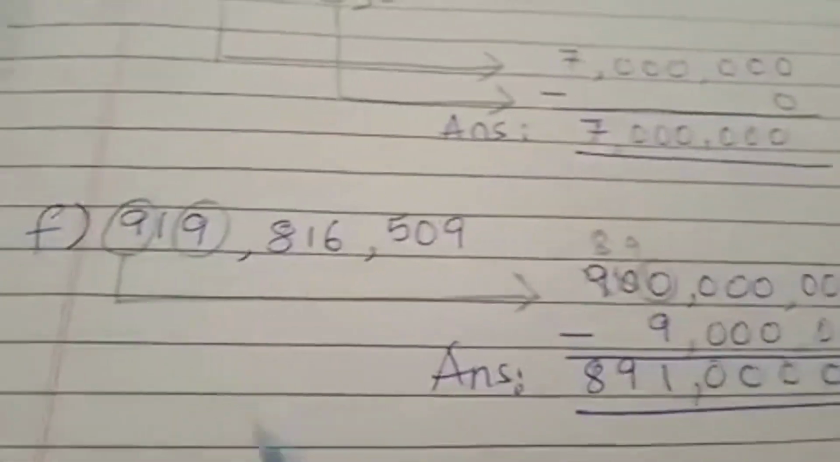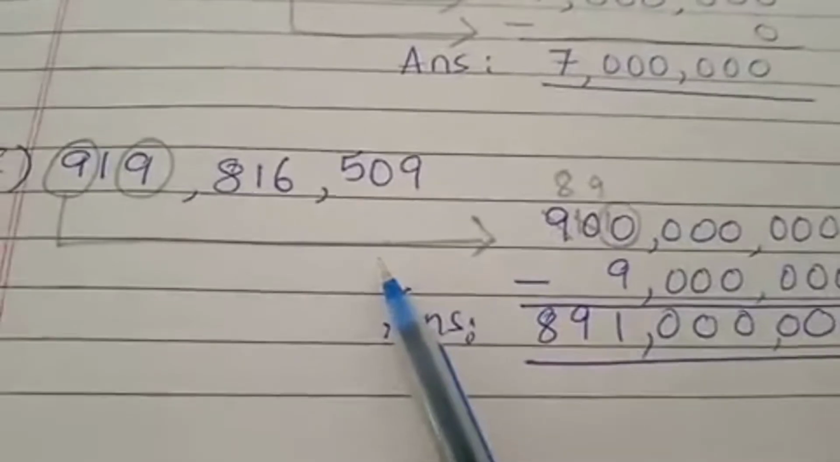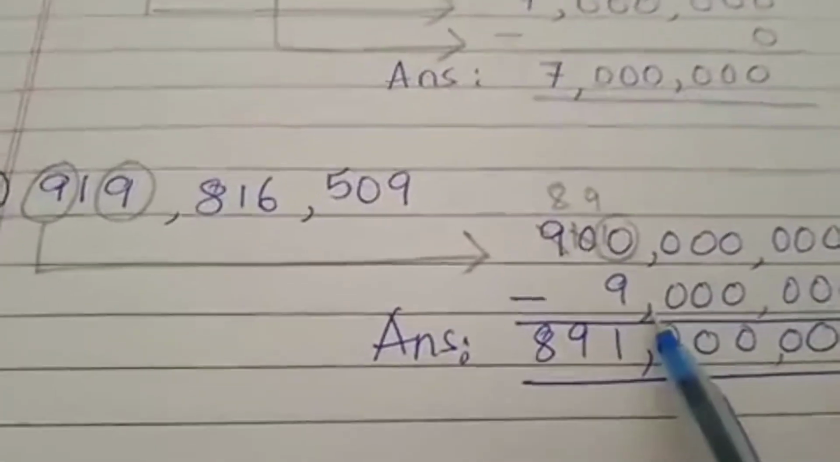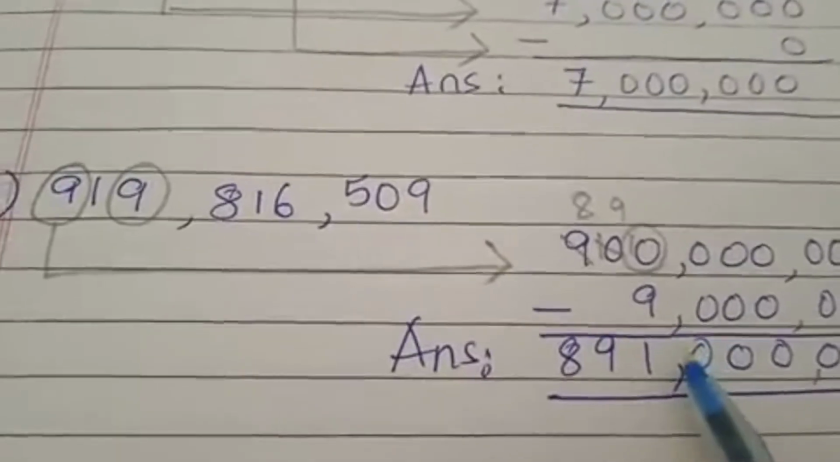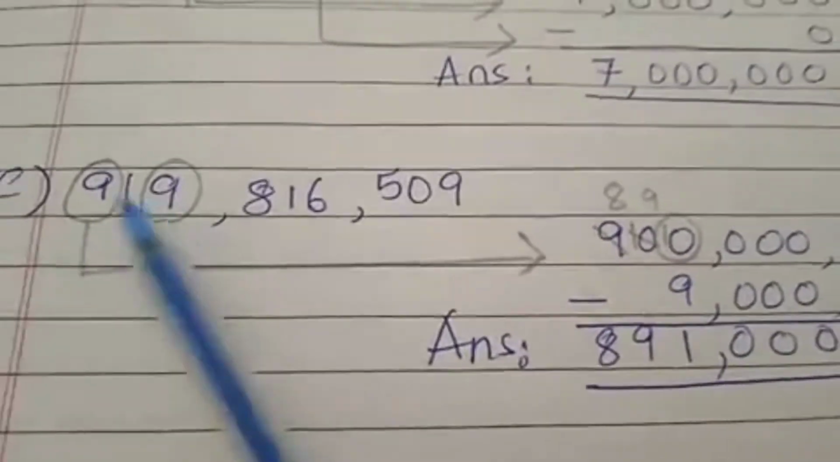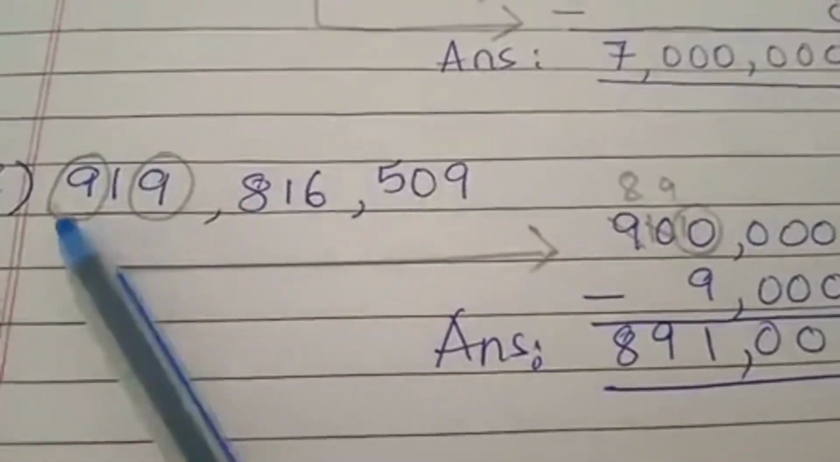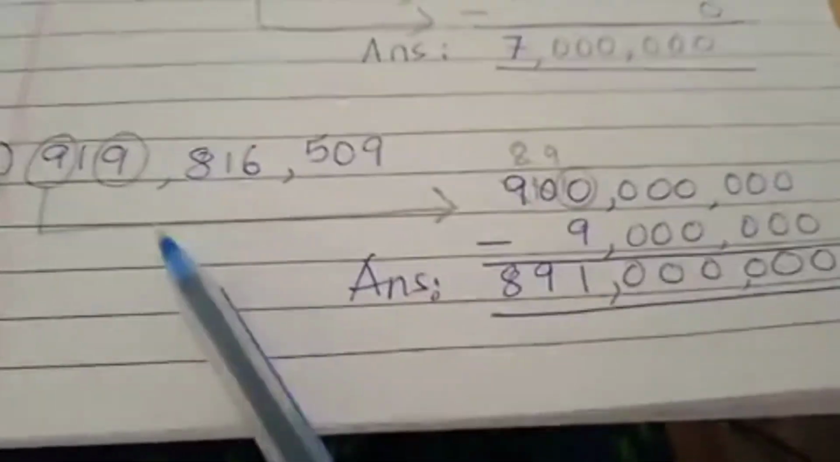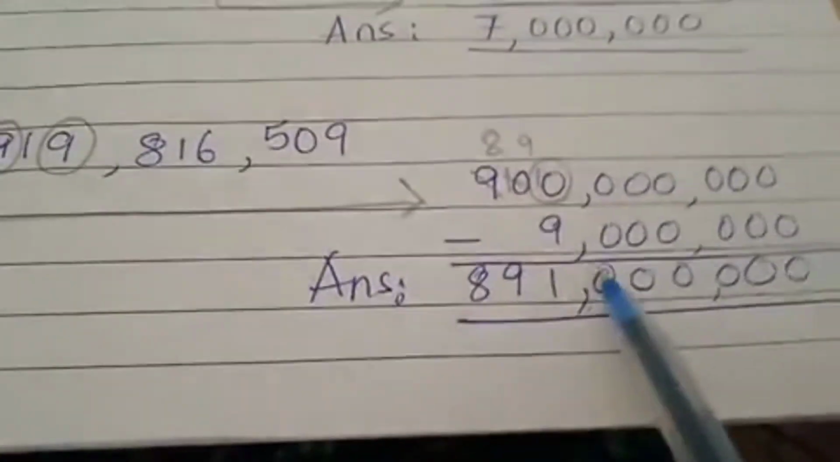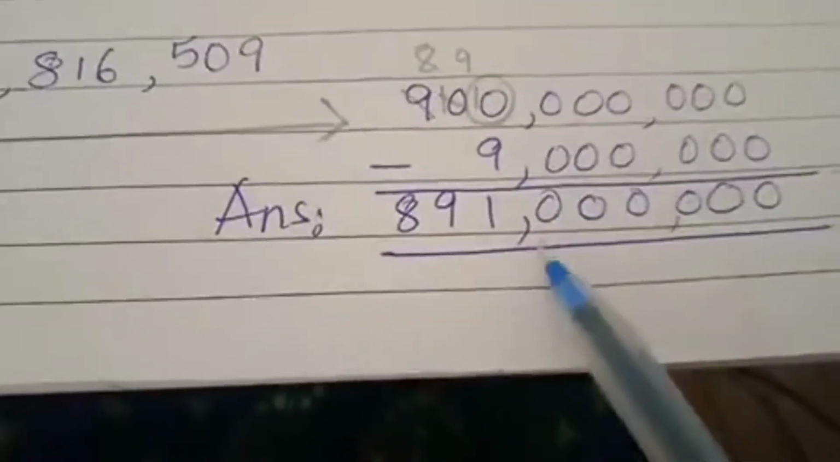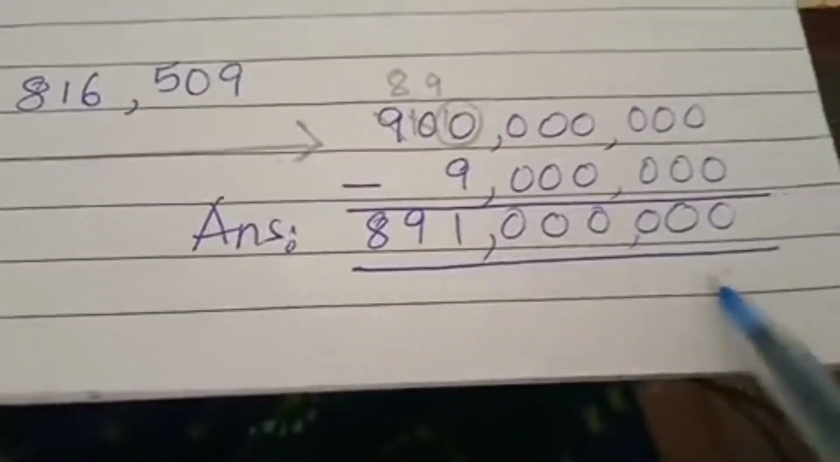Okay, next number F. We have to always remember when we are subtracting, put the bigger value at the top and subtract the smaller value from it. So we will take the first 9 which is in the 100 millions place, 900 million, and subtract 9 million from it. When we subtract after borrowing and all, we get 891 million as the answer.